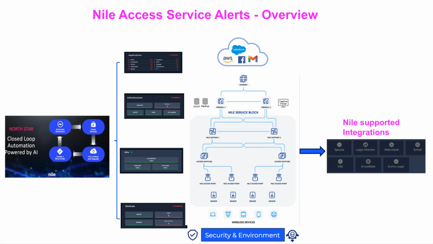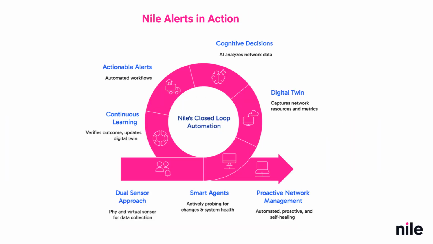With Nile's intelligent automation, you get more than just alerts. You get the insights and workflows needed to resolve issues quickly, minimize downtime, and keep your network secure and resilient. Let's take a quick behind-the-scenes journey through Nile's closed-loop automation, where every part of the network is working smarter, faster, and more resilient. First up, the dual sensor approach.